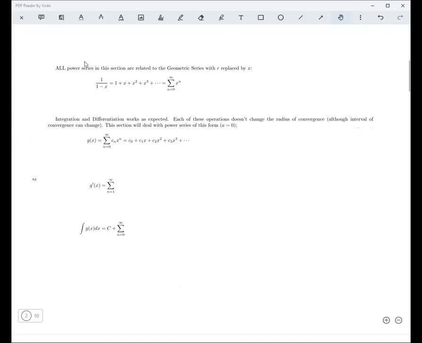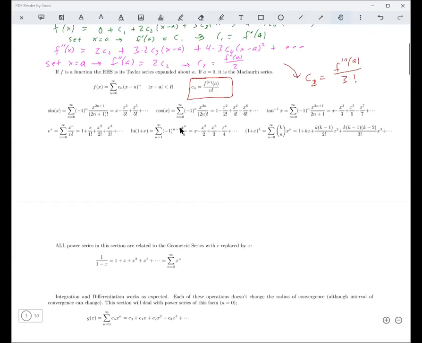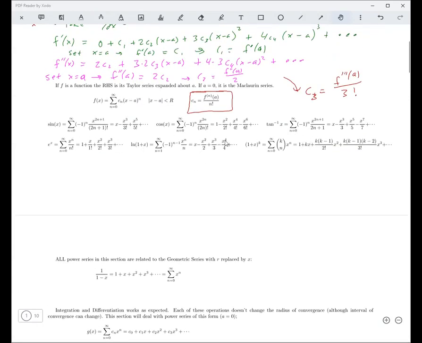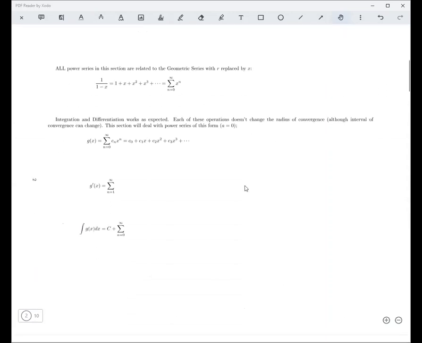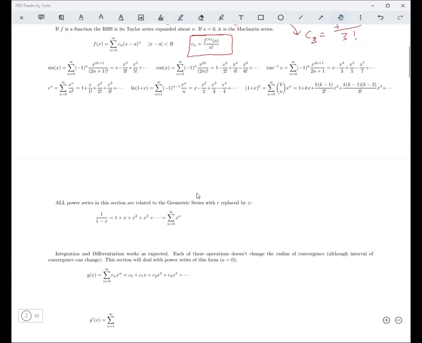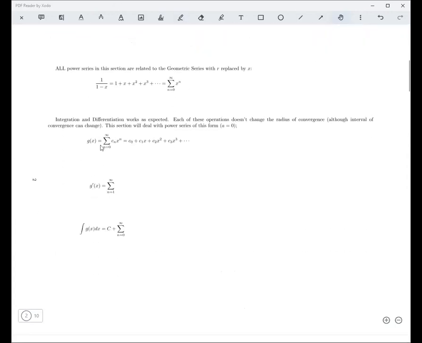And for this section 11.9 that we're doing, keep in mind that all the power series are related to the geometric series, are related to this series here. So we don't quite get into these ones yet, although the logarithm and the inverse tangent function are actually related to this one. And I'll show you why in a little bit. But first of all, they're actually related because of some manipulation and because of integration and differentiation of series.